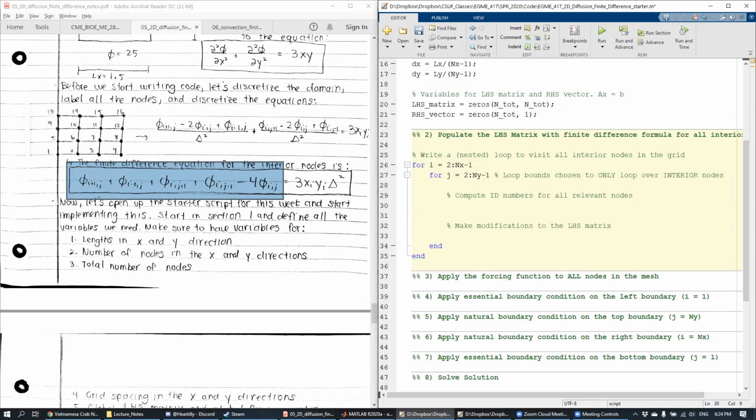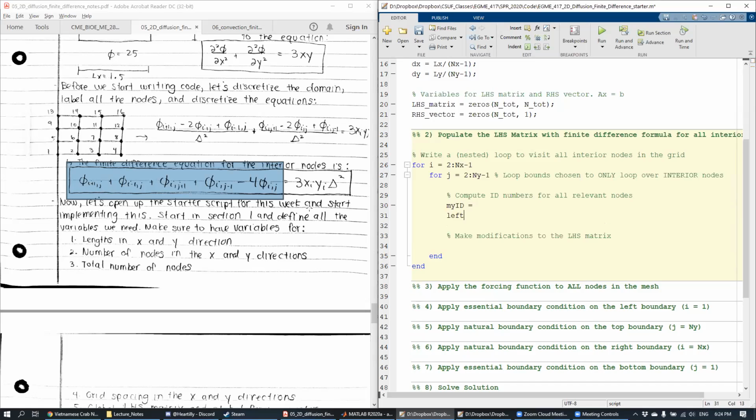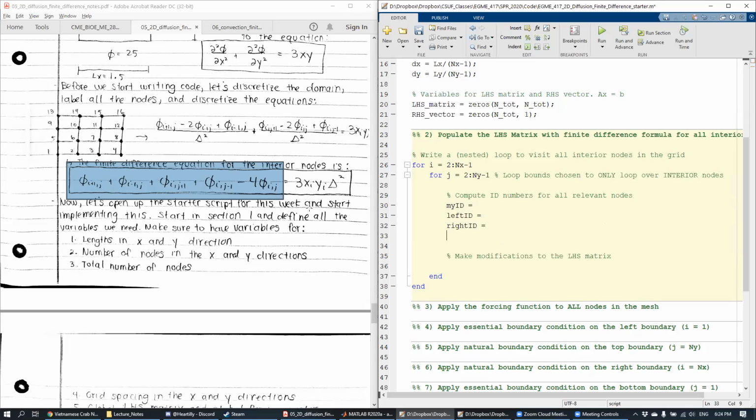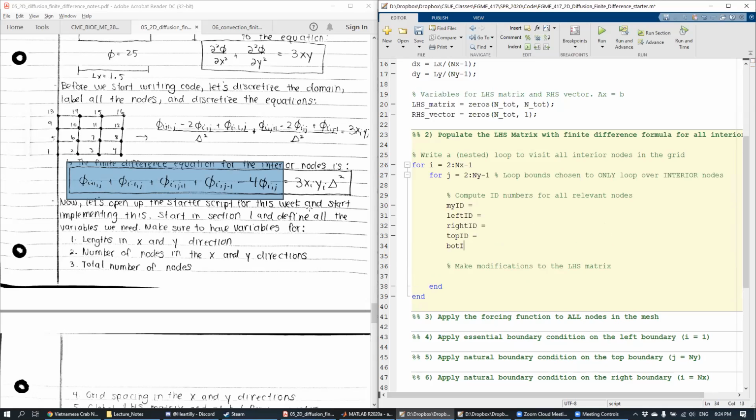If we look at the section of the nodes that are highlighted in blue here, you can see that we need 5 ID numbers. We need an ID number for myself, which is the IJ node. Then we need the ID number for the right neighbor, then the left neighbor, then the top neighbor, then the bottom neighbor. So let's go ahead and write out the code for all of these. We're going to have a code for my ID, then left ID, then right ID, then top ID, then bot ID. We need all of these guys because we need all of their ID numbers.